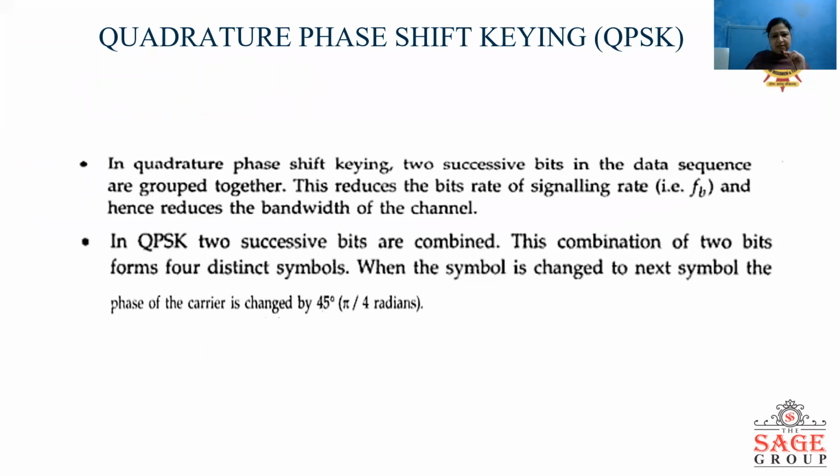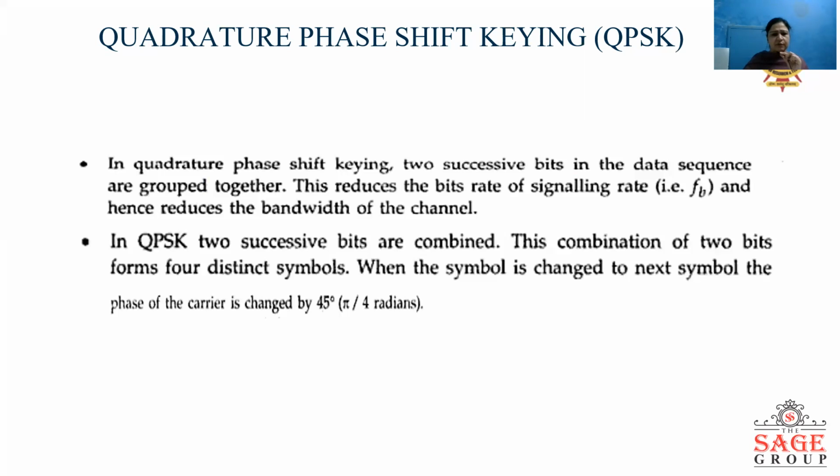In QPSK or quadrature phase shift keying, two successive bits in the data sequence are grouped together and transmitted. We have seen in BPSK system when a data stream whose bit duration is TB is transmitted, the channel bandwidth is 2FB, where FB is equal to 1 upon TB. But in QPSK, as two bits are transmitted, we allow bit to be transmitted using half the bandwidth because it reduces the bit rate or the signaling rate, and thus the bandwidth of the channel is reduced.